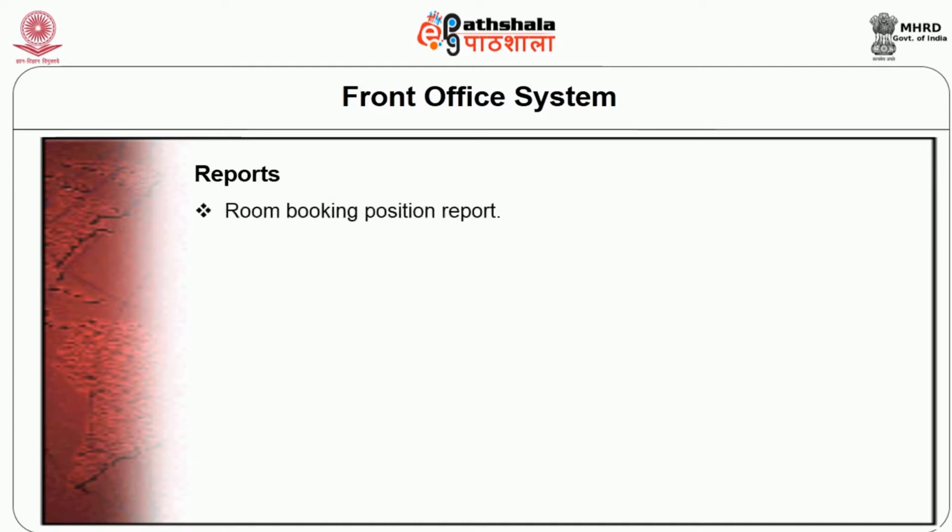Now the room booking position report. The room booking position report deals with which type of room and where it is located. Next is the arrival list. The arrival list normally encompasses all the arrivals, whether no-show, those who have just arrived, and those who have not arrived. Everything will be included in this arrival list.